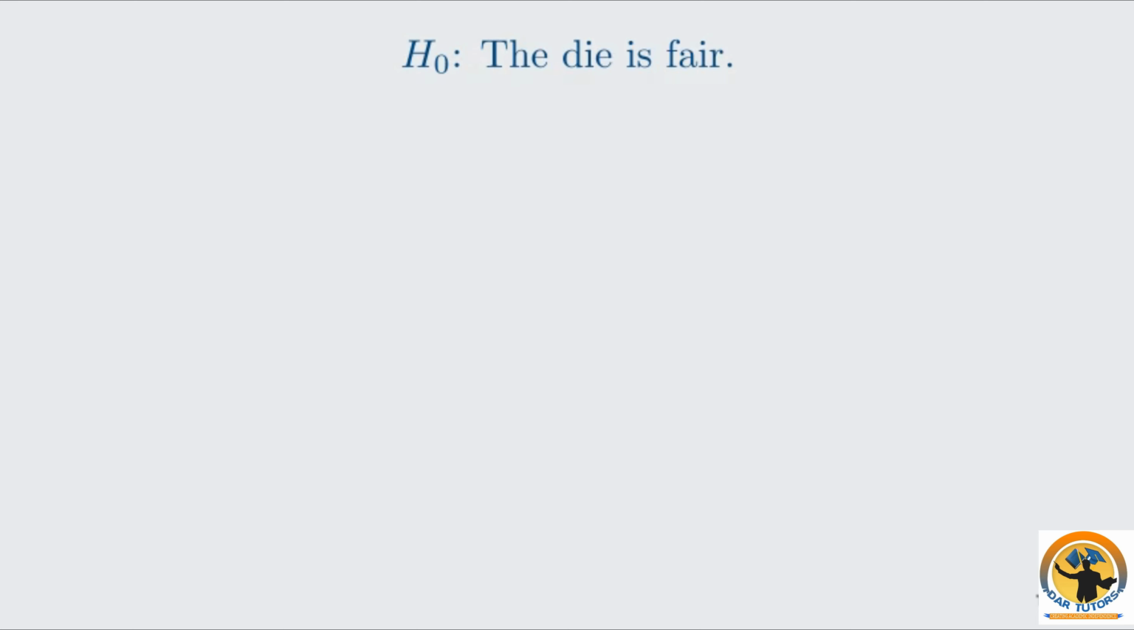So the null hypothesis, H0, is that the probability of rolling a 1, p₁, is 1/6. The probability of rolling a 2, p₂, is 1/6, and so on for all 6 faces of the die. This is our starting assumption, that the model is correct. We will look for evidence to challenge this assumption.